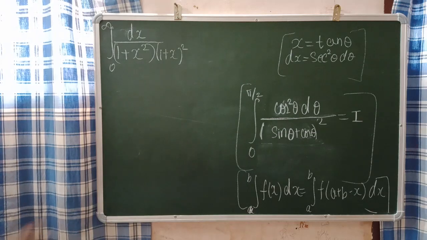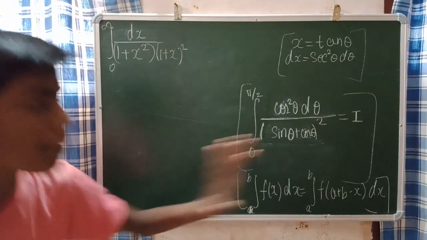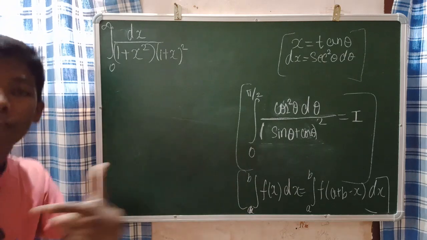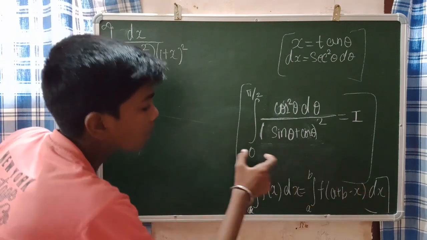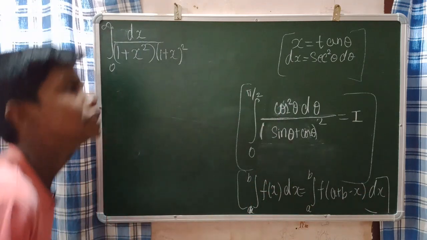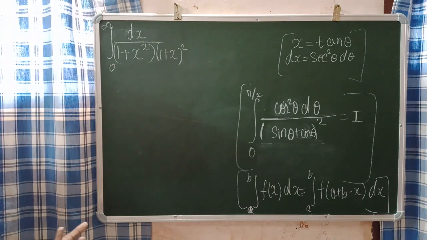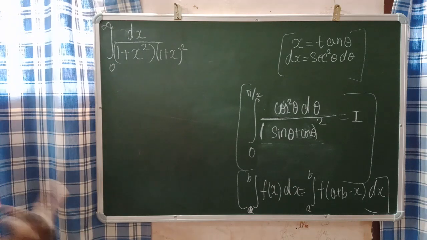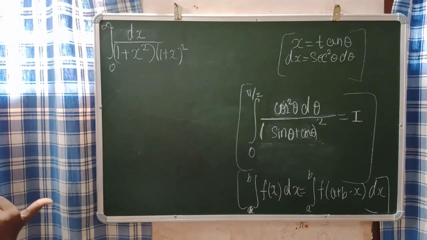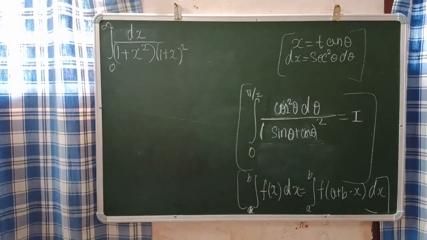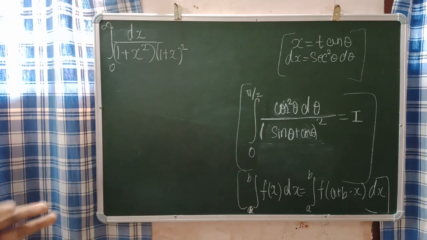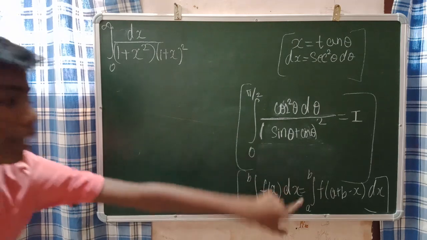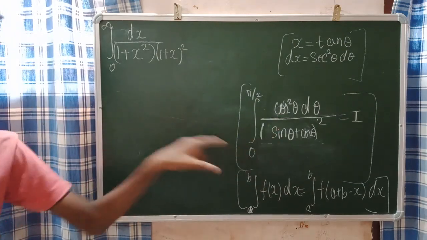When I apply, I will get f of a plus b minus x. A plus b minus x is f of lower limit plus upper limit minus x. F of lower limit plus upper limit minus x is f of 0 plus pi by 2 minus x, which is f of pi by 2 minus x. So instead of x, put theta, because for this integral the variable is theta, not x. Some people make these mistakes. Don't do that. Replace x with theta because the variable is theta now.